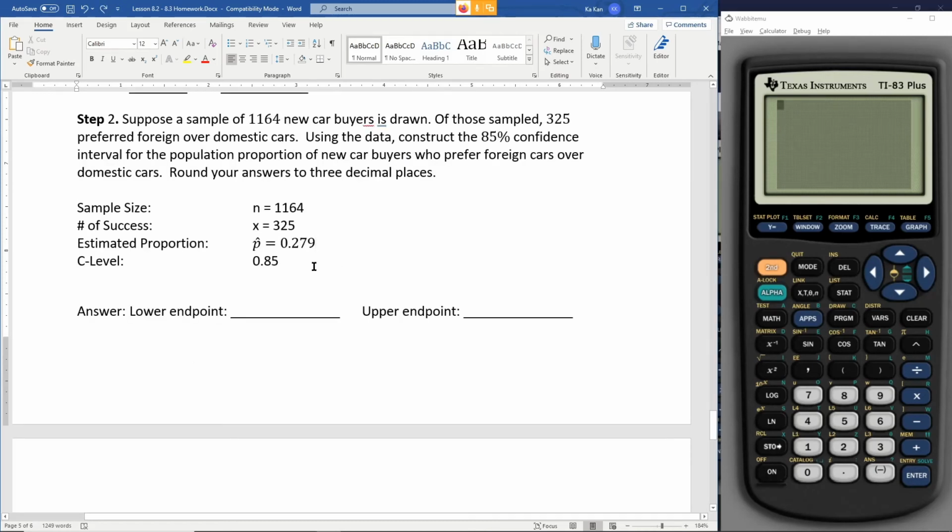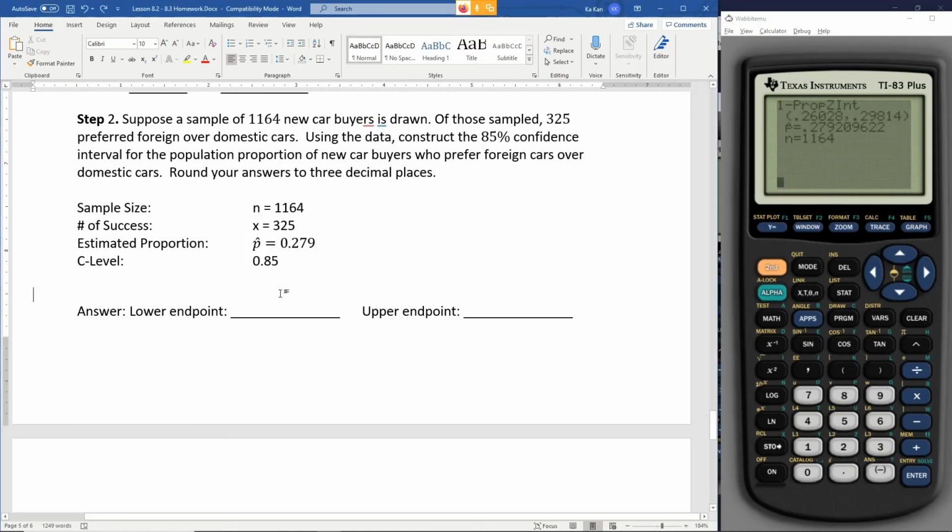For this, go to STAT, go to TESTS, and scroll all the way down to 1-PropZInt, which is option A. You don't even need to give it the estimated proportion because the calculator will do it for you. X is 325. The sample size is 1164. The C level is 0.85. That's all you have to do.